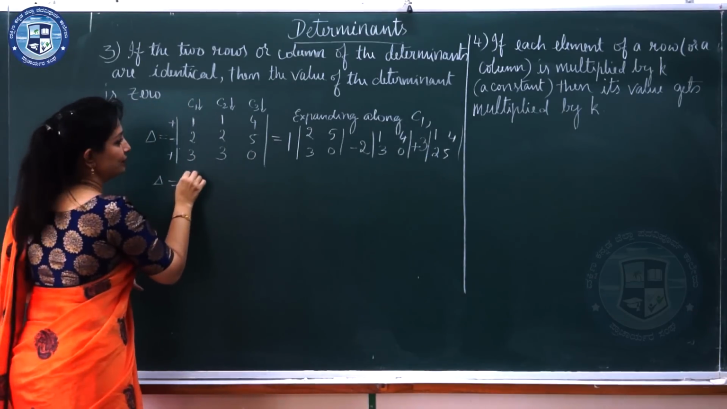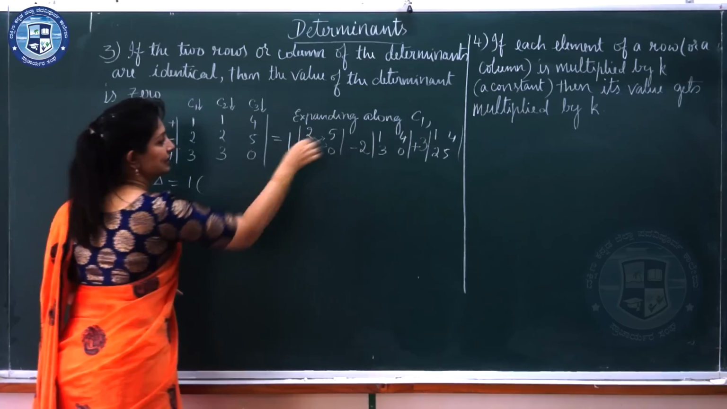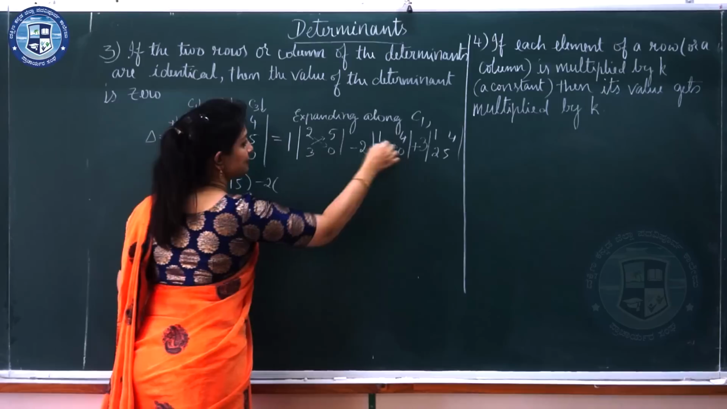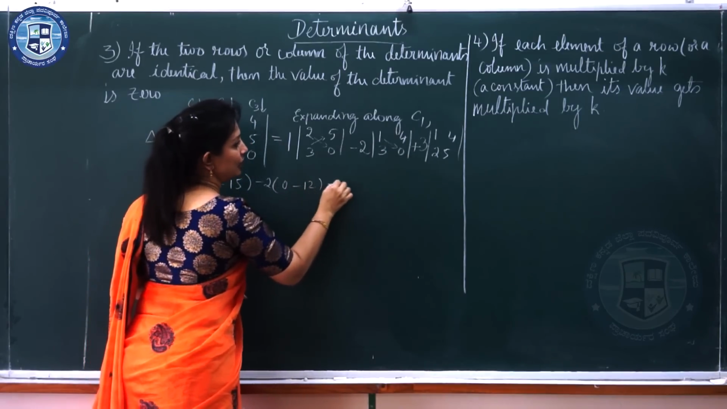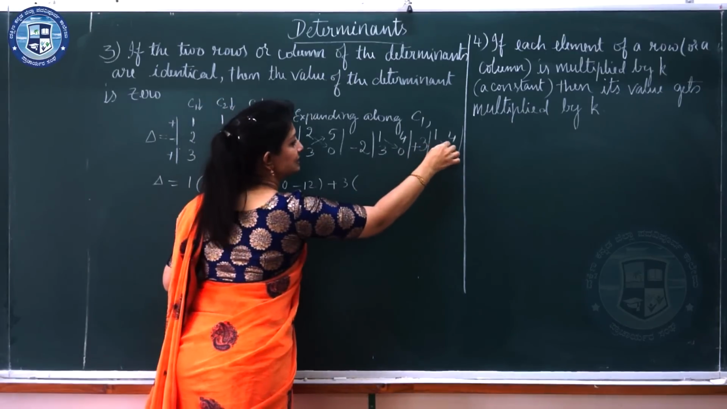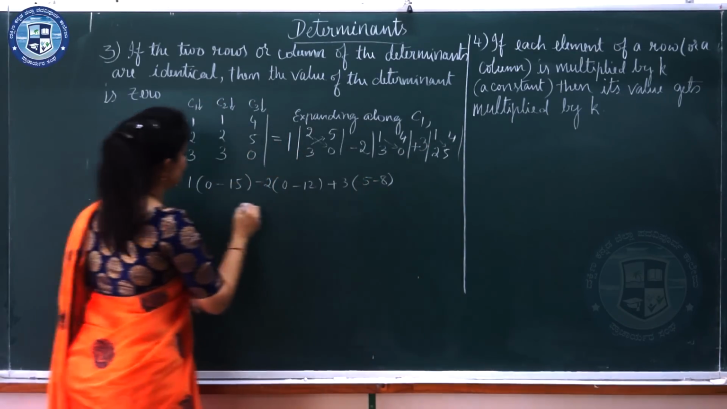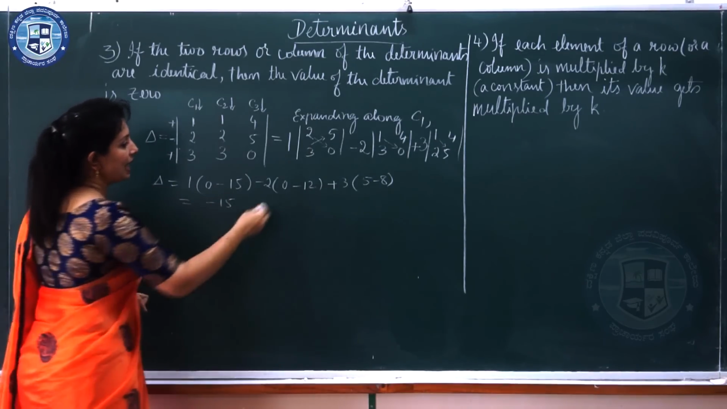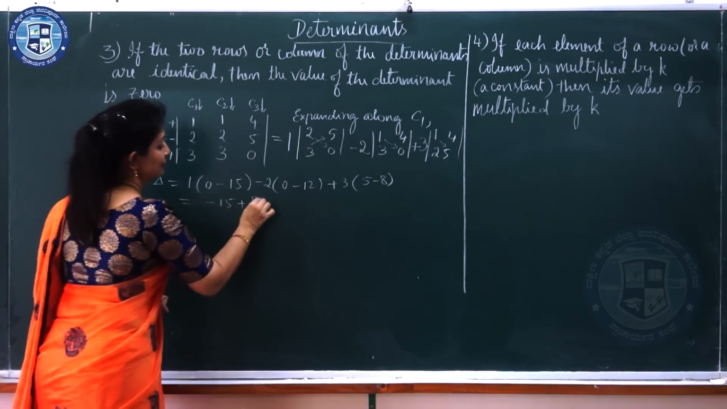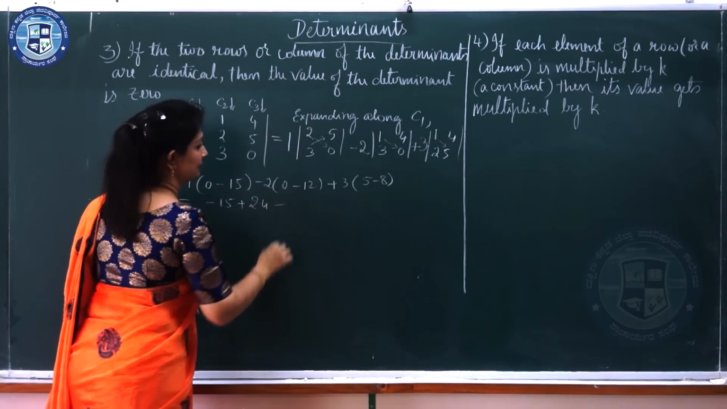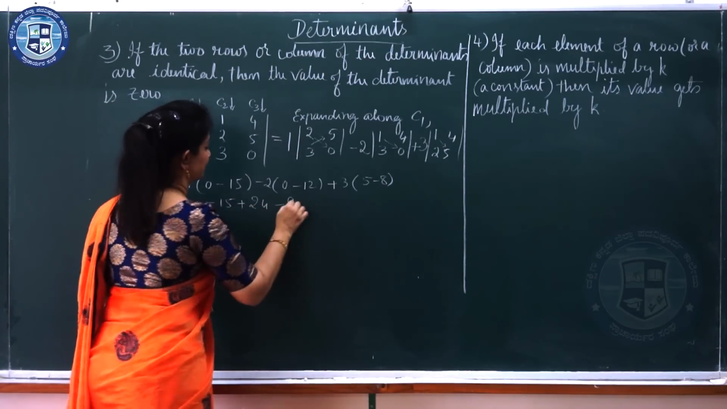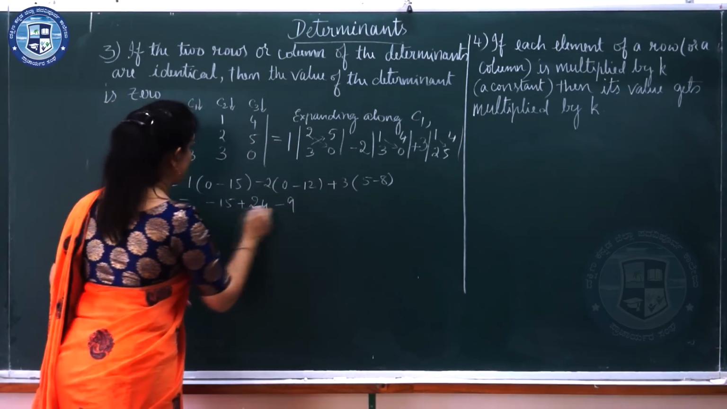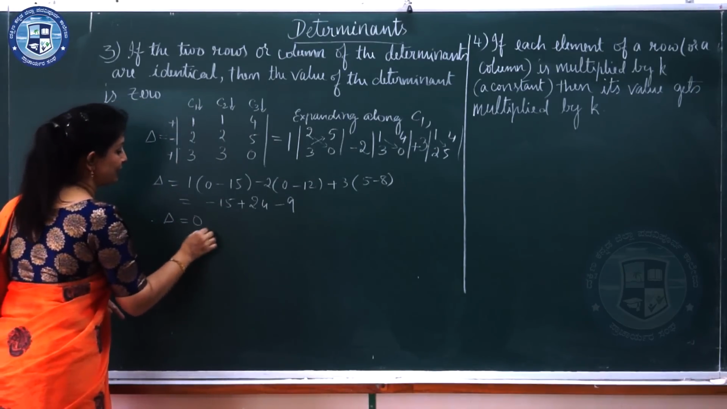So delta is equal to 1 into, cross multiply students, 0 minus 15, minus 2 into, when you cross multiply this, 0 minus 12, plus 3 into, multiply this, 5 minus 8. So its value is minus 15, and this is minus of minus, plus 24, and this is minus 9. Minus 15 minus 9 is minus 24, plus 24. So here delta is equal to 0 we get.